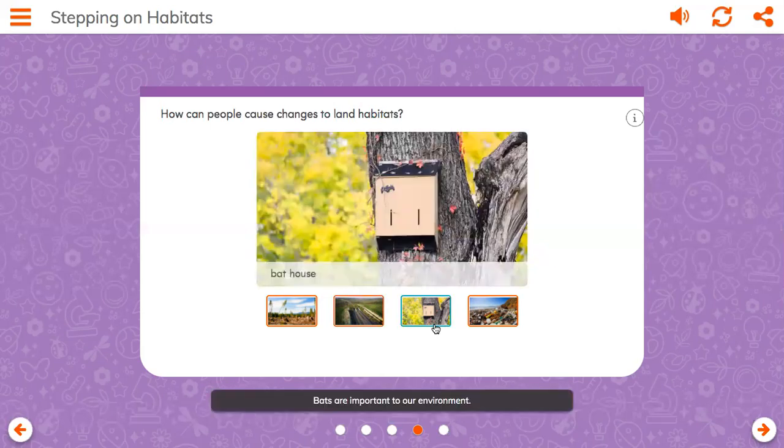Bats are important to our environment. They eat harmful insects. They help move pollen from one flower to another so that flowers can produce fruit. But bats are in danger. Many of their habitats have been destroyed. They don't have safe places to roost or rest during the day. Some people try to help. They build bat houses for the bats.